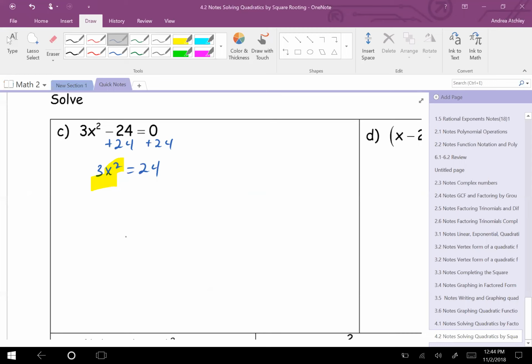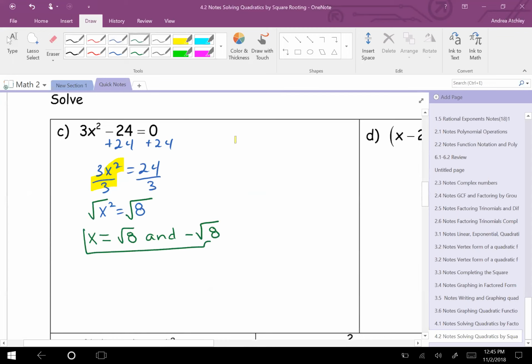Oopsie. That gives me x squared equals 8. Now what? Square root. Don't square, square root. Now give me x equals the square root of 8 and negative square root 8. See? Those are my two solutions. Any questions over that?